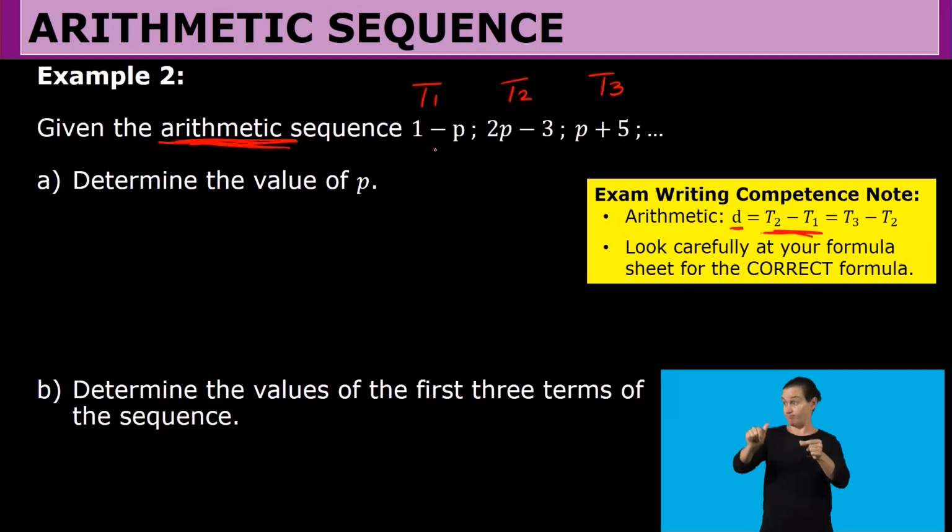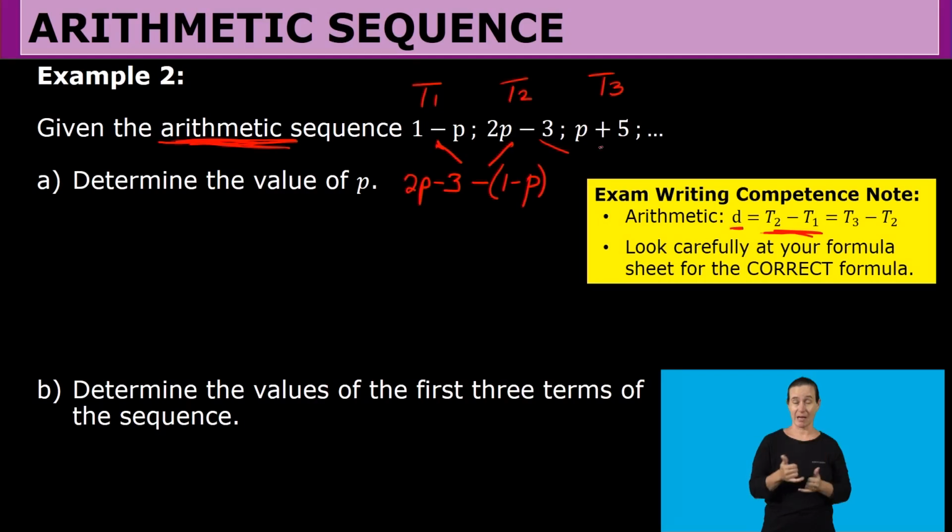So we are going to take our second term and minus our first term. That means we take 2p minus 3, that is our second term, and we are going to subtract our first term, that is 1 minus p. And please do not forget to use those brackets, they are very important.